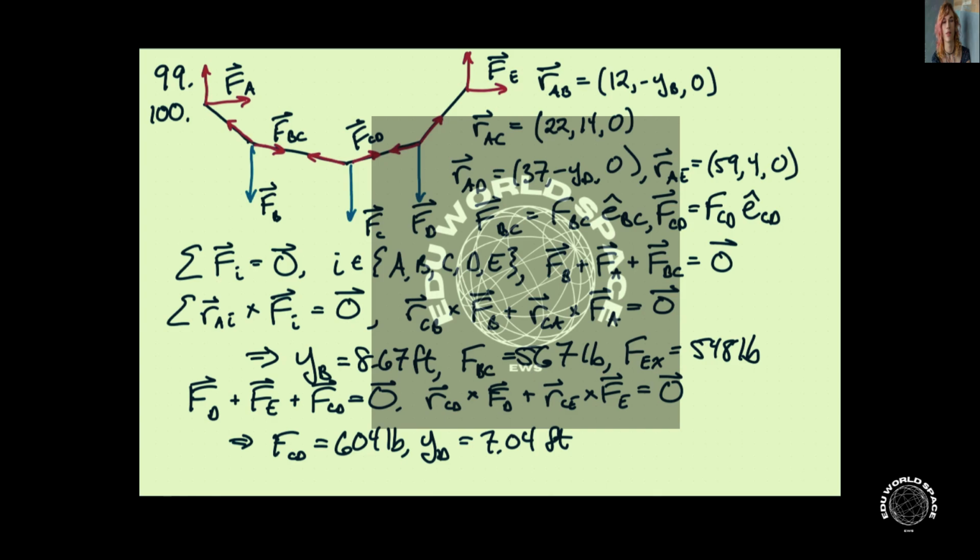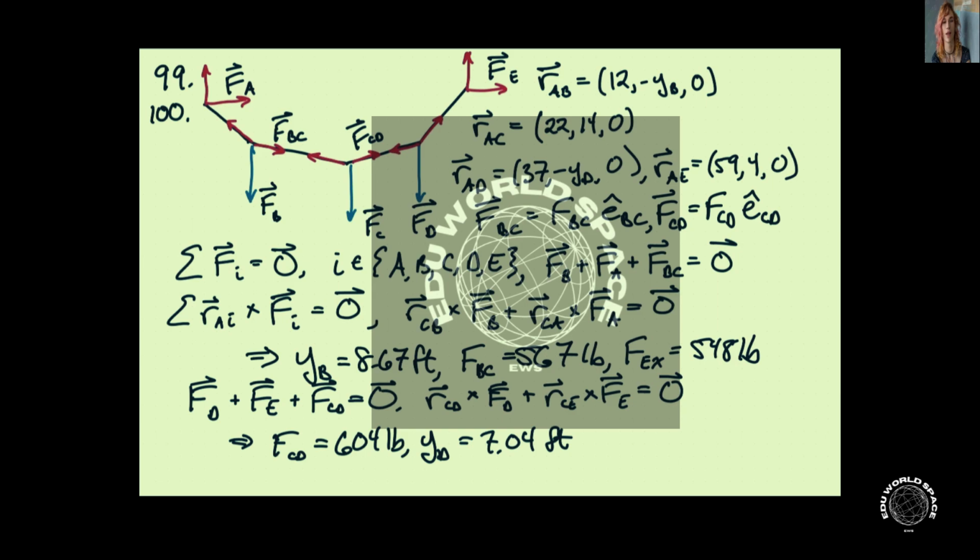From this set of equations, we can get that YB is 8.67 feet. The tension in this cable here, which I guess we weren't really even asked for, but I wrote it down here, is 567 pounds. And then the horizontal loads at the ground points are both 548 pounds.